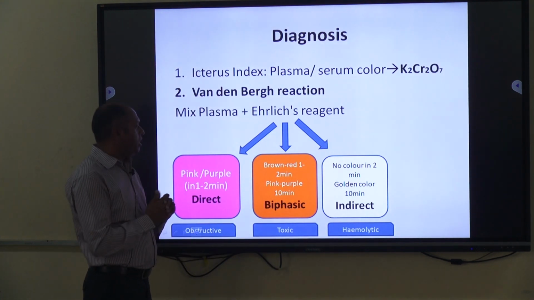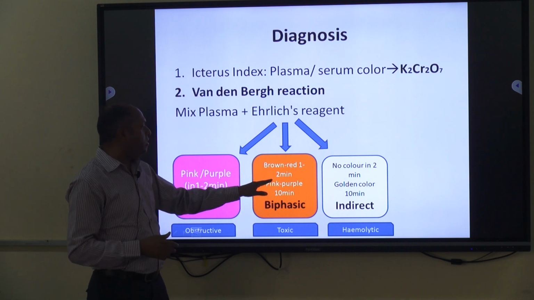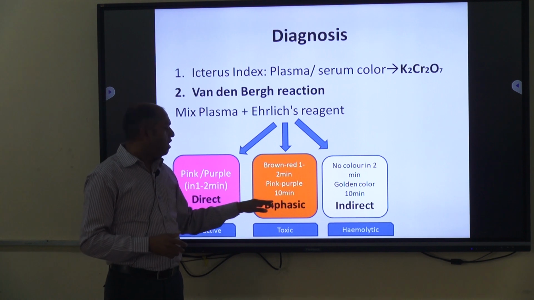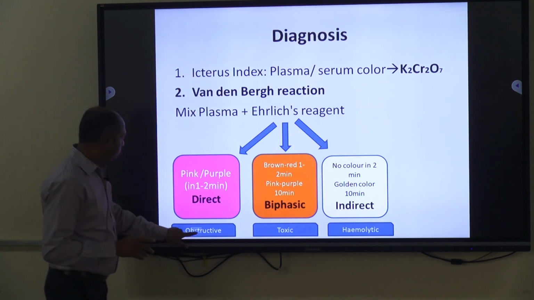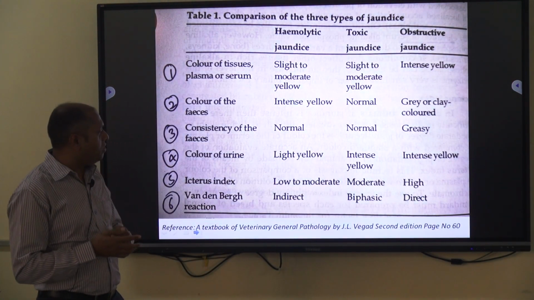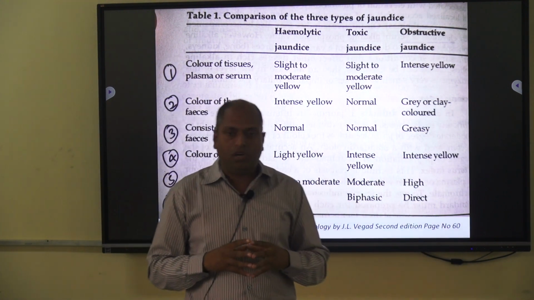Now the third possibility is a brown-red color instead of pink-purple within 1 to 2 minutes, which becomes pink and purple within 10 minutes. This is known as a biphasic reaction, which occurs in toxic jaundice. Now this is a table I have taken from Weigert, second edition, page number 60, to differentiate the different types of jaundice.